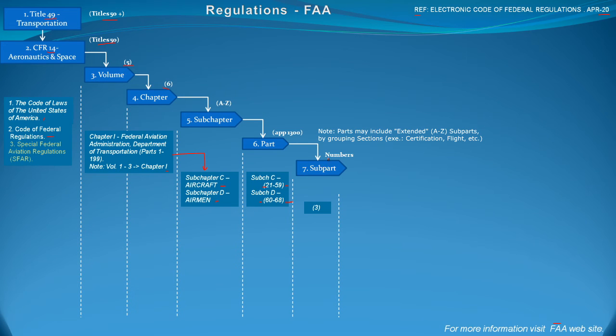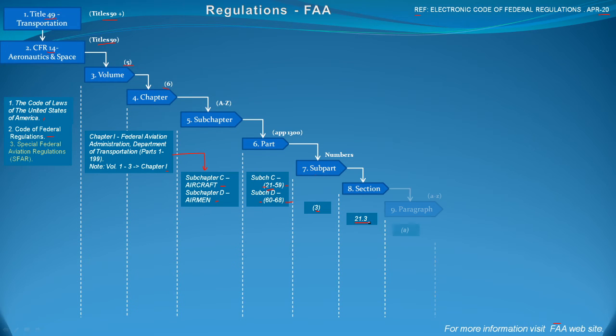Then we have subparts, which is numbers, 1, 2, 3, 4, 5, right? Then we have sections. Sections are based on a combination of part plus subpart. For example, 21.3, right? 21.3. Very simple. Under sections, we have paragraphs, which is alphabetical. And under paragraph, we have subparagraphs, which is numbers or numerical.